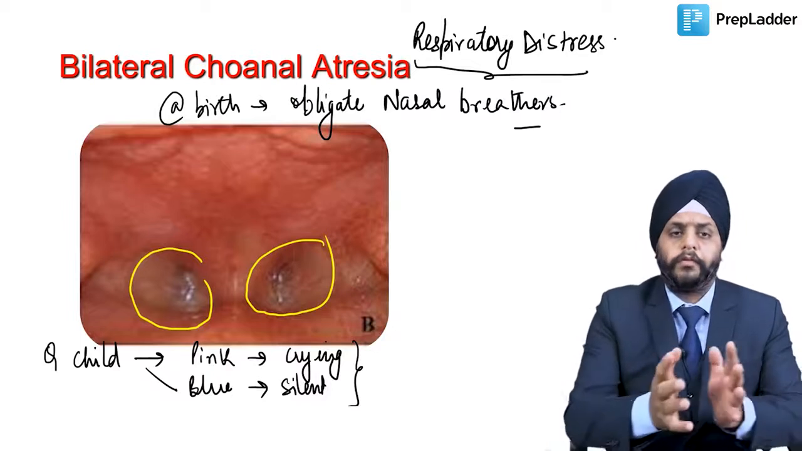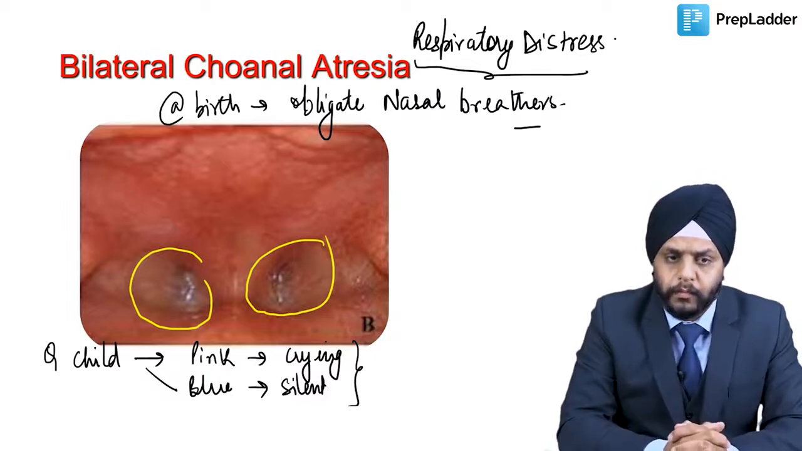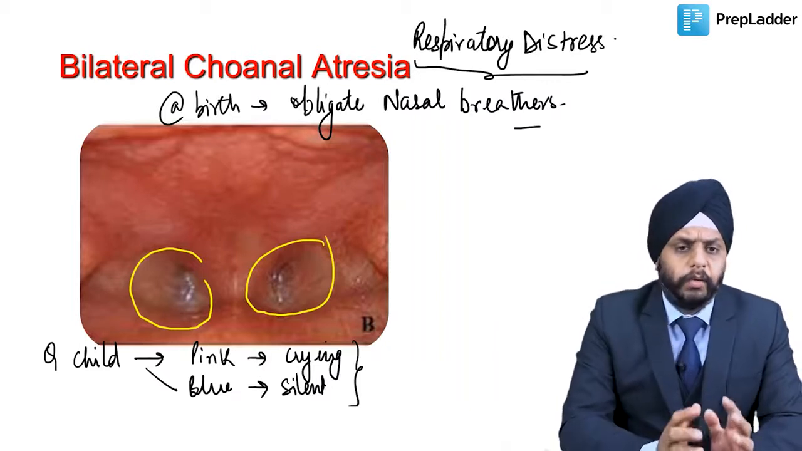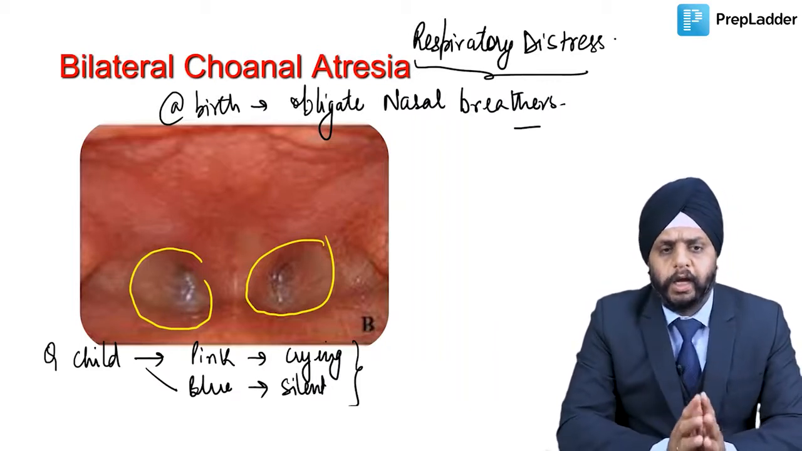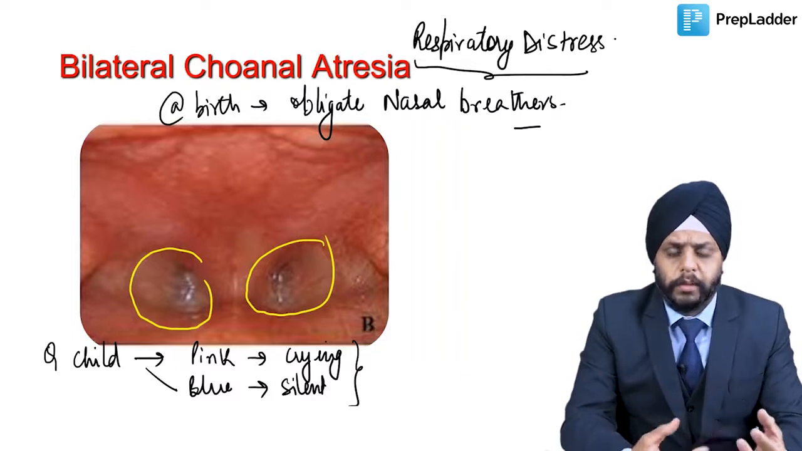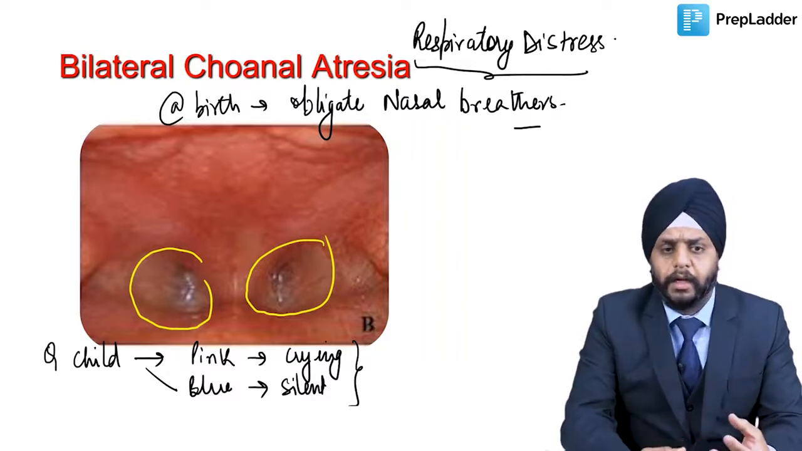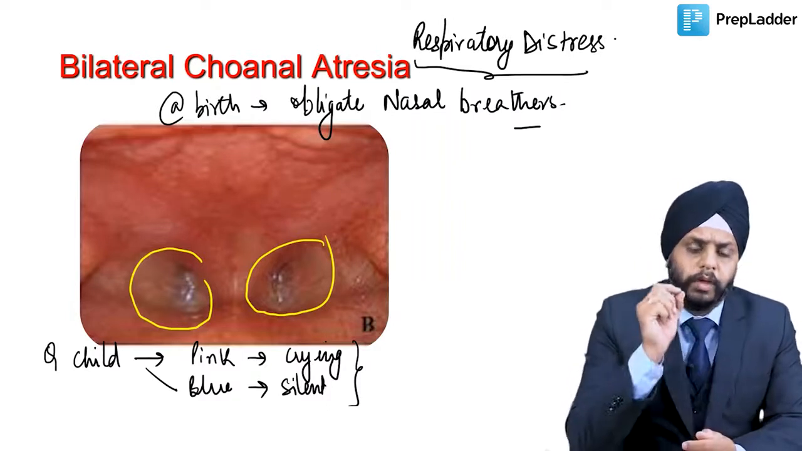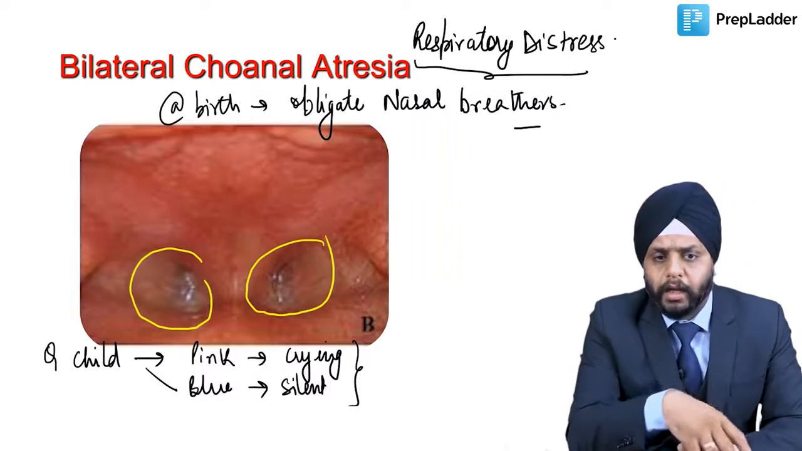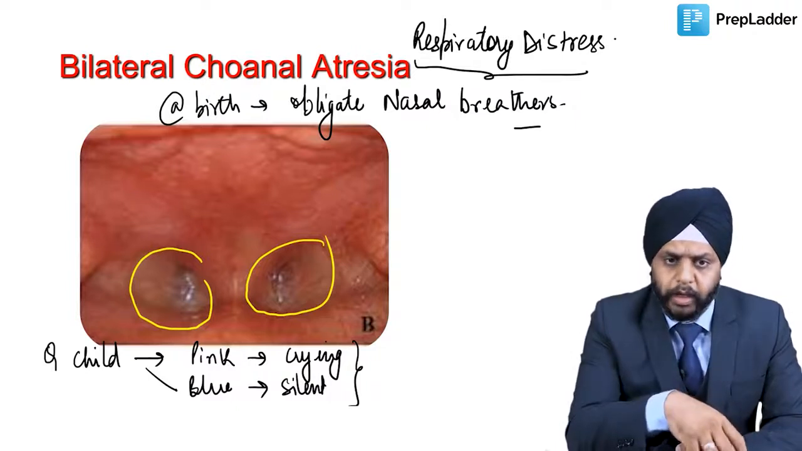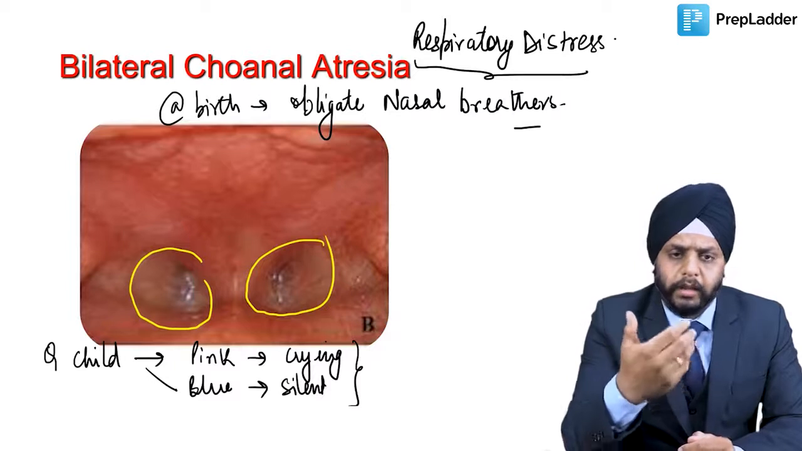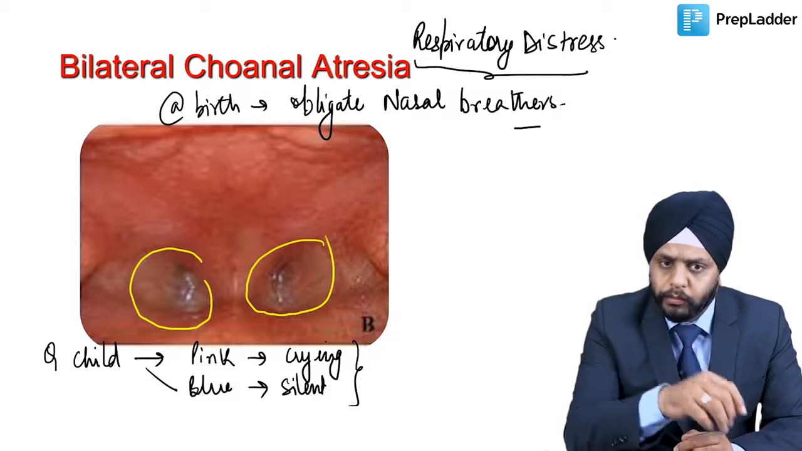Okay, how will you confirm the diagnosis? Now you see, just after the child is born, in the neonatal resuscitation, we have to suction out the meconium or the secretions, whatever is there in the mouth and the nasal cavity. So what we do is, we put a suction cannula in the mouth. First we always put it in the mouth and suction it out from the mouth and the throat, and then we put it in the nose.